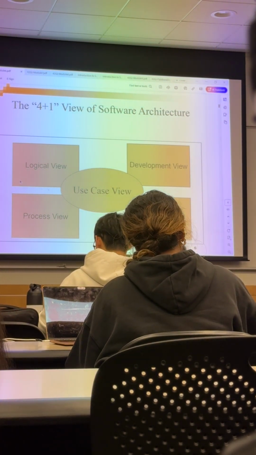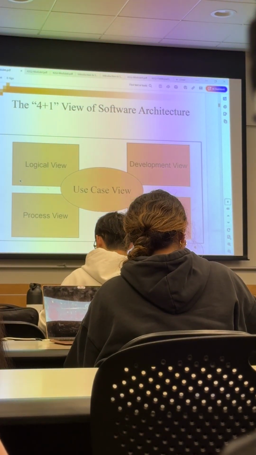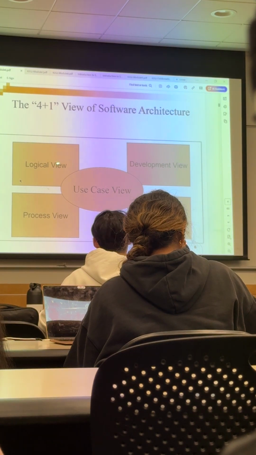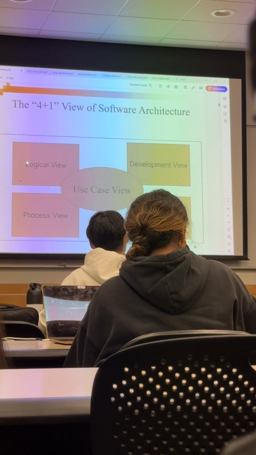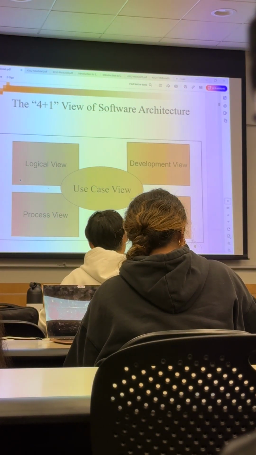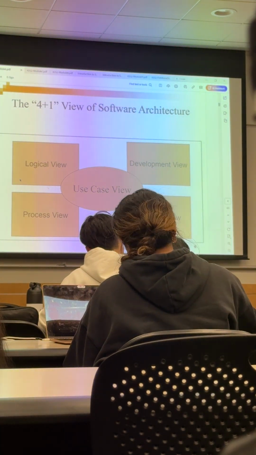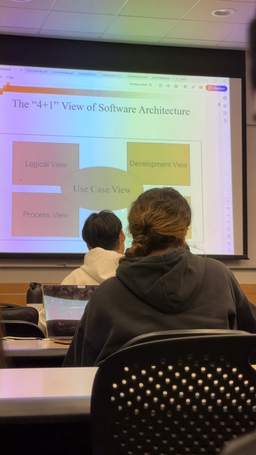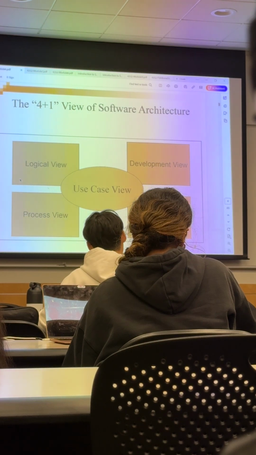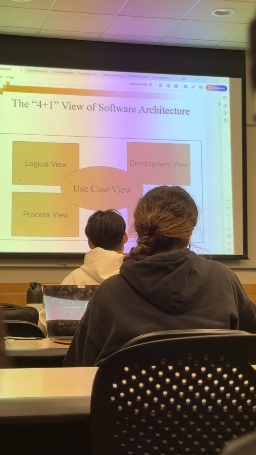So what is the 4+1 view of software architecture? You should know that, right? So you have 4 base views: logical, process, development, and physical, that describe the system from different viewpoints, and also a use case view which is superimposed. So this is kind of common to all the base views.